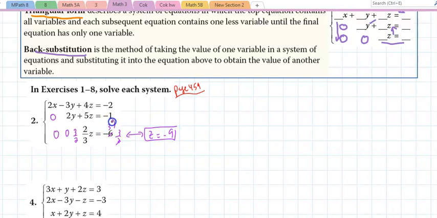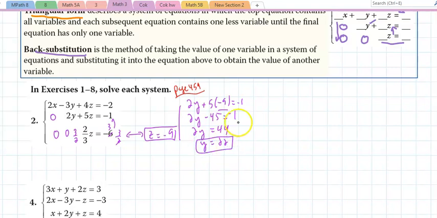I move up backwards. I'll say on the top equation, we have 2y plus 5z. I know that z is negative 9, and I would substitute for z. 2y minus 45 equals negative 1. 2y would equal 44, and if you divide, y will equal 22. There it is.